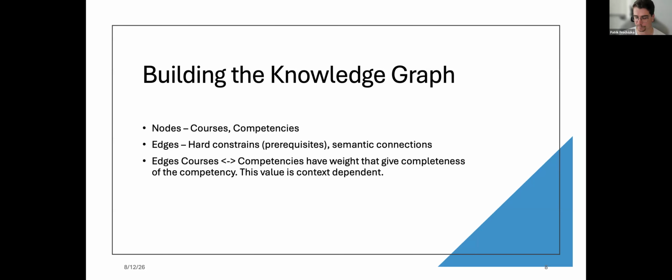And this value, it's important to mention, should be context dependent, because some competencies are more important than others for different profiles, right? Someone who really needs programming should have a higher weight. But if you want to be a product manager, programming has a lot lower weight, because it's nice to have a technical understanding, but it's not your priority to become the best programmer, right?